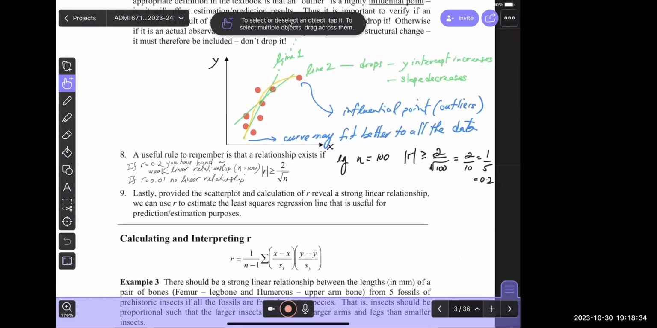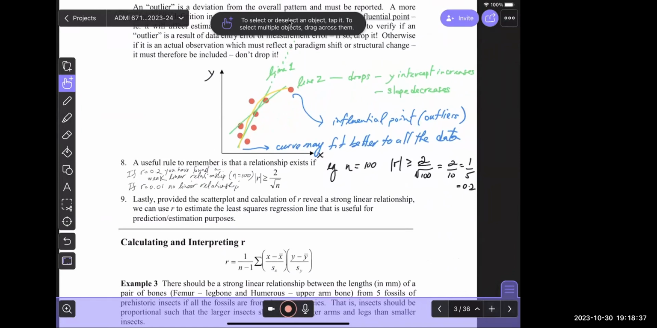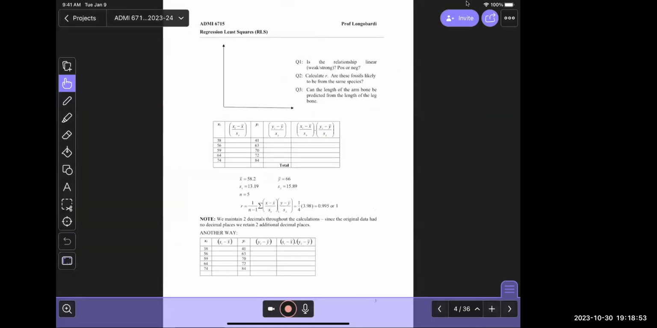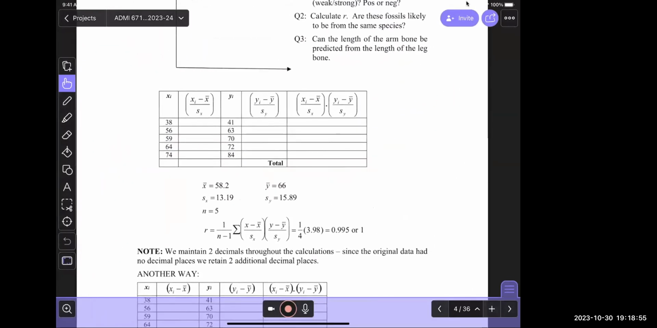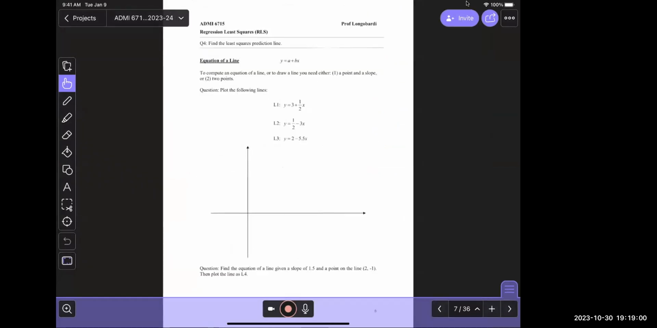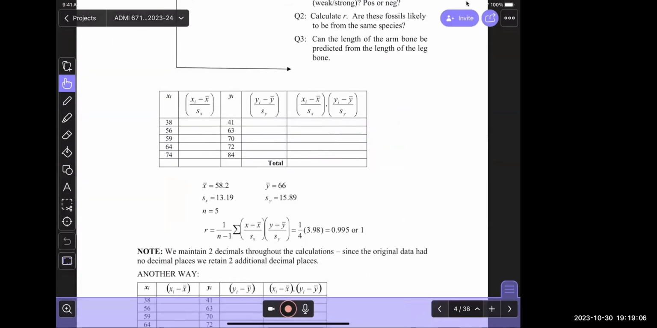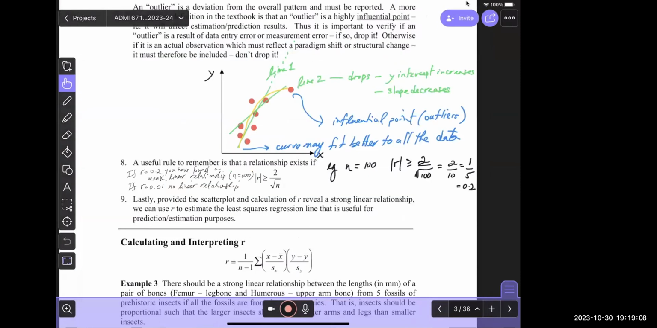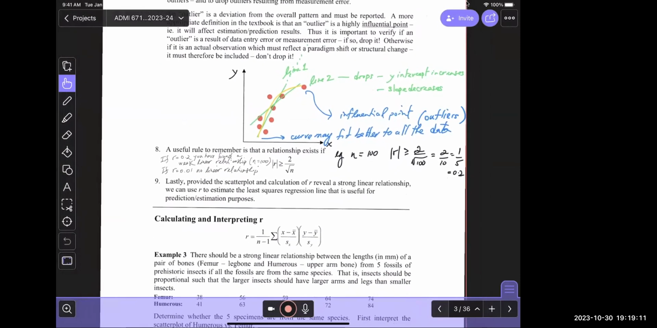So I have examples of calculating R. You can get it off of Excel. You can get it with a calculator, a two-variable statistics calculator. I have some examples here that I go through. And calculating R is just a stepping stone to getting the prediction line. You need R first. So we begin there.